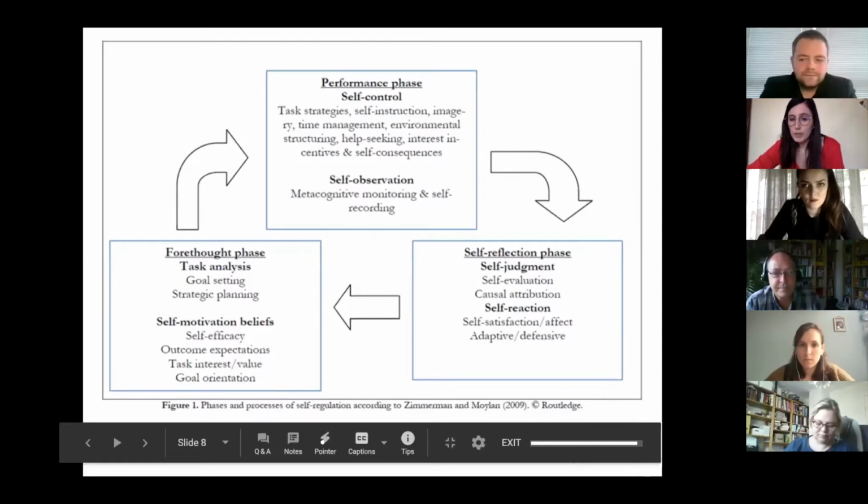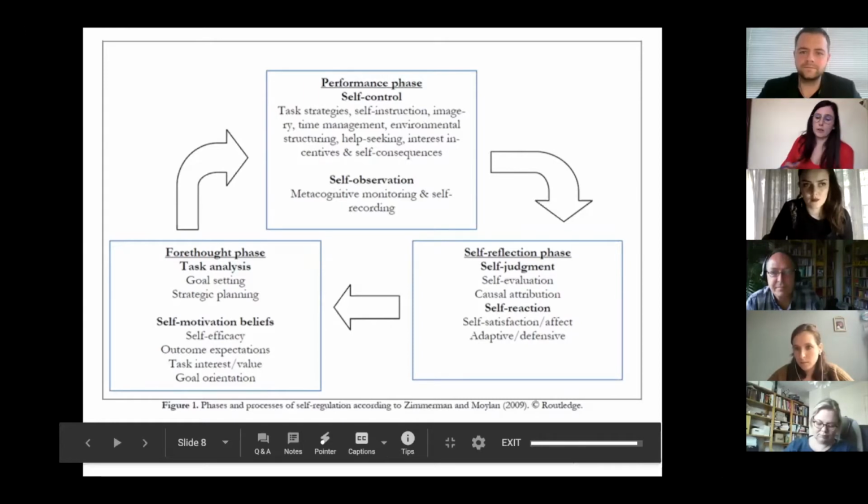The performance phase is more the strategies while learning. For example, deciding which learning strategy, memorizing strategy, or elaboration strategy the learner will use to complete the task. And then we have the self-reflection phase, in which the learner looks back at his work and used strategies, and thinks about the things he did and what he could change for the next time.